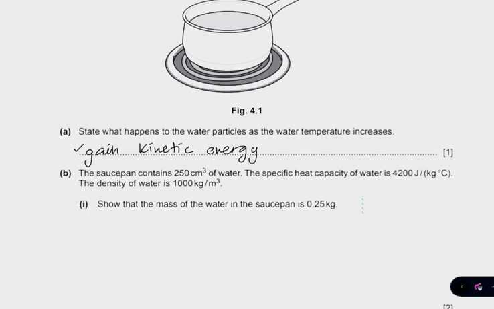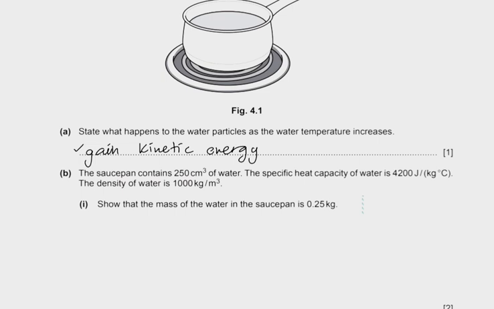Right, the saucepan contains 250 cubic centimeters of water, and we're told the specific heat capacity of water is 4,200 joules per kg degrees Celsius. The density of water is 1000 kg per cubic meter. Show that the mass of the water in the saucepan is 0.25 kg. So first of all, we don't just rush to make calculations. We look at what we're given: the volume, the density and the specific heat capacity. From the volume and the density we can calculate the mass of this object.